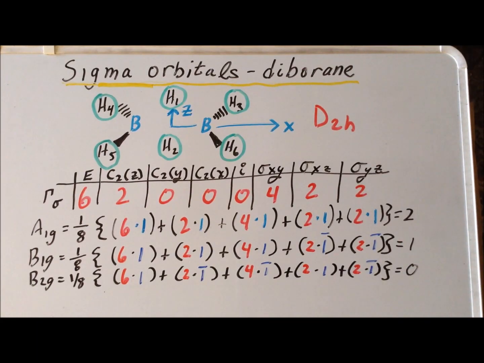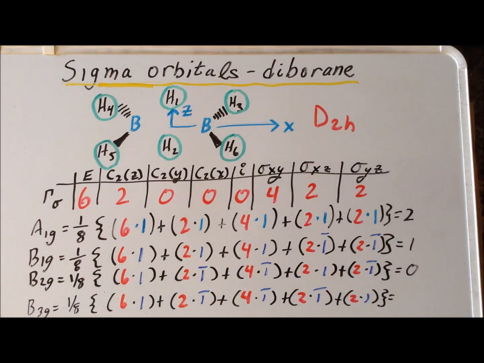Note that if you ever get a negative value or you get a fraction, then you have clearly made a mistake. The only possible values, if you apply the formula correctly, are going to be 0 or some positive integer. Then for B₃ᵤ, it's 6 times 1 plus 2 times minus 1 plus 4 times minus 1 plus 2 times minus 1 plus 2 times 1, which gives us that there are no B₃ᵤ's in our reducible representation.